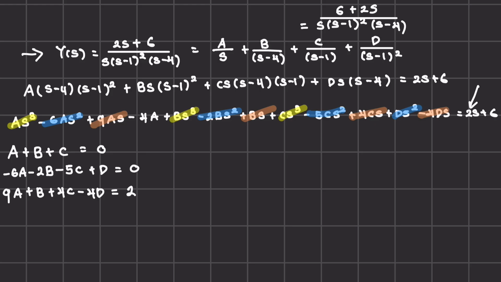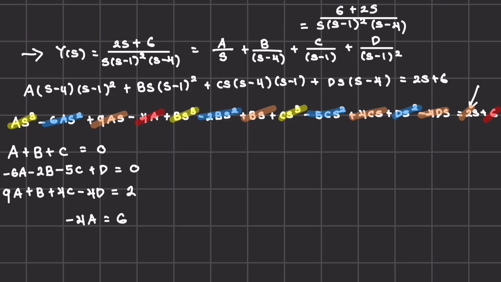Now for our next part, we will group all of our terms that don't have an s, the constants in this case, because they don't have any variables. In this case, we only have one here, -4A, and we have 6 there. So doing so, we have -4 times A equals +6.